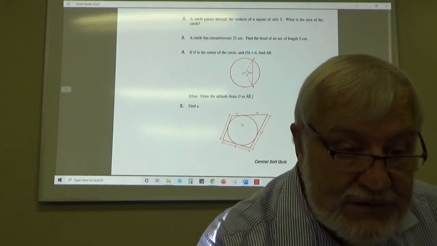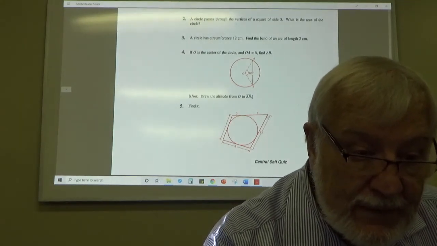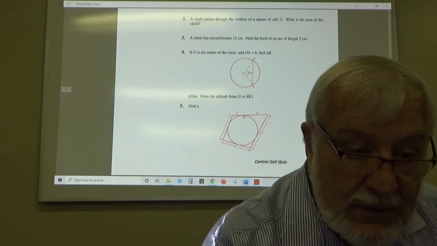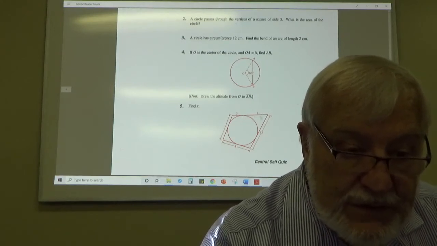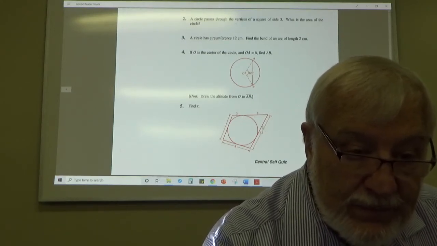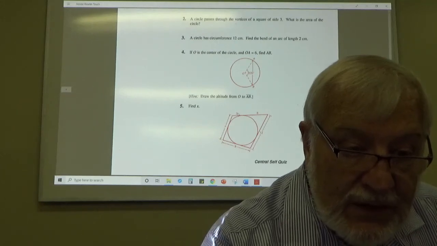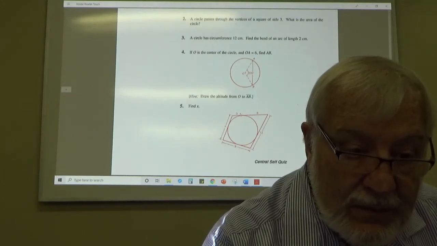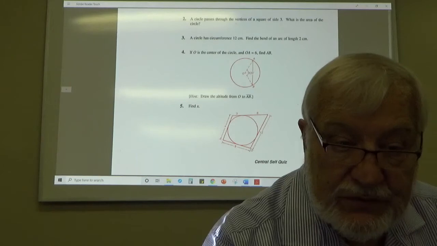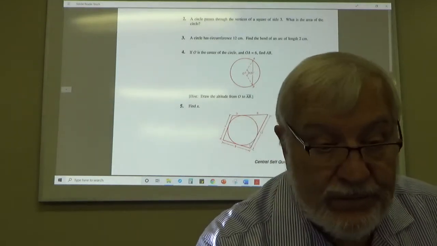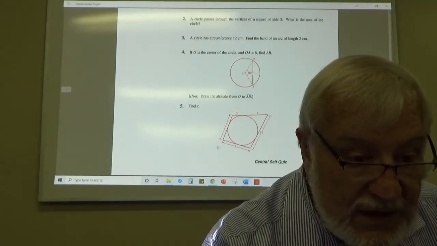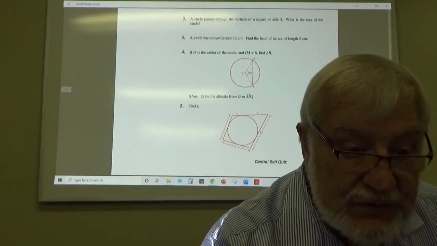All right, now what do you see here? These are proportional. So the 8 and the 3 is proportional to the 12. And the same thing as on this side. The 9 is proportional to the x.